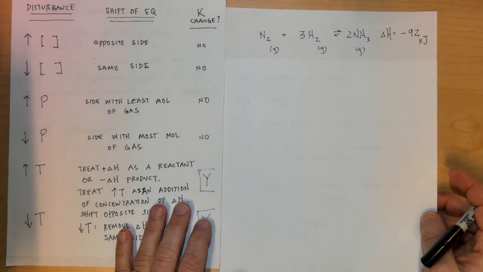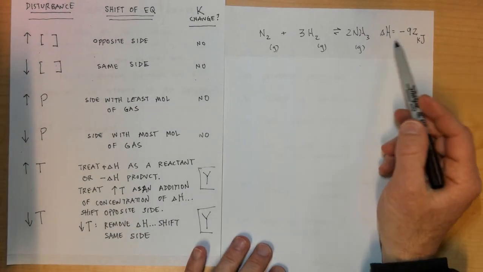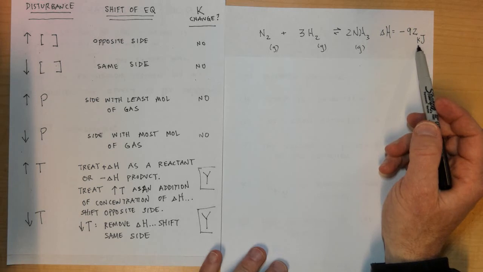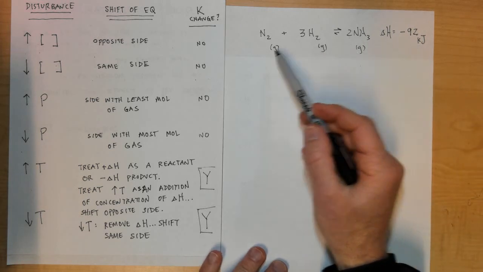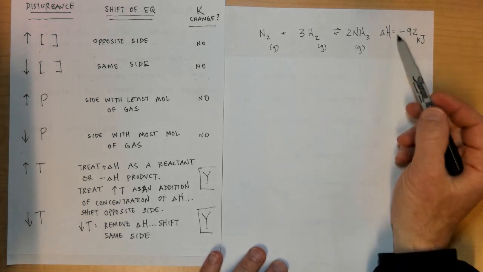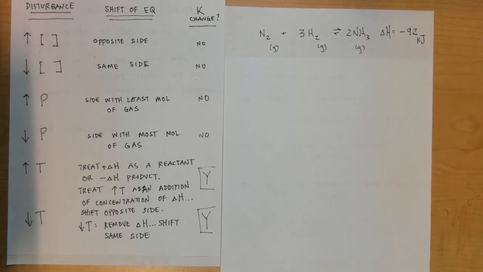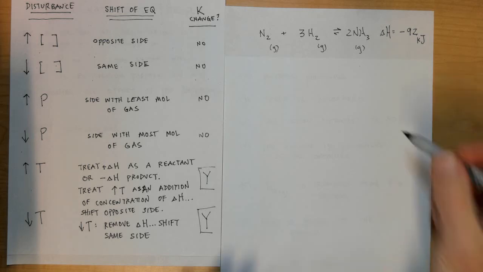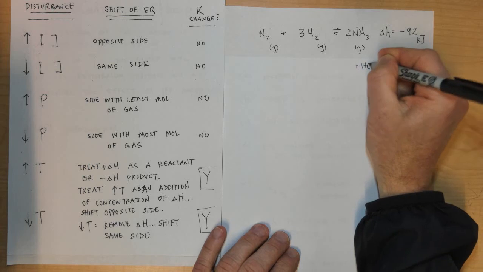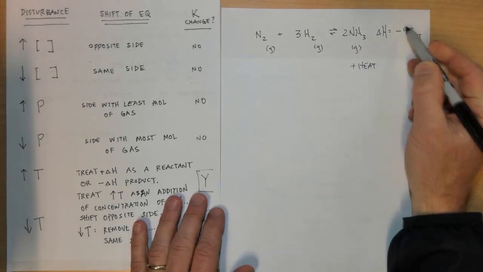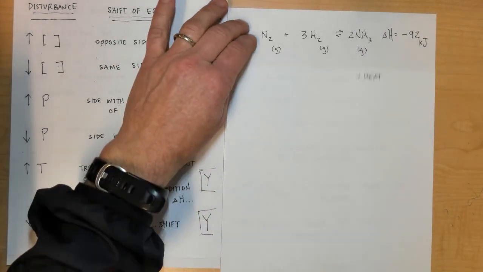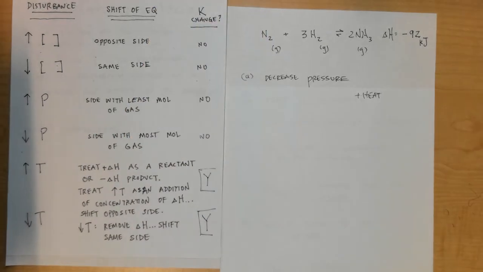There's a new system. N2 plus 3H2 goes to 2NH3, and here's the enthalpy, negative 92 kilojoules. Notice they're all gases. Notice it is a negative sign right here, so that is exothermic. That means if you wrote the word heat, you would write it on the exothermic side or the product side. So you would write plus heat over here if you need to, because it's negative. But the first question says decrease the pressure.